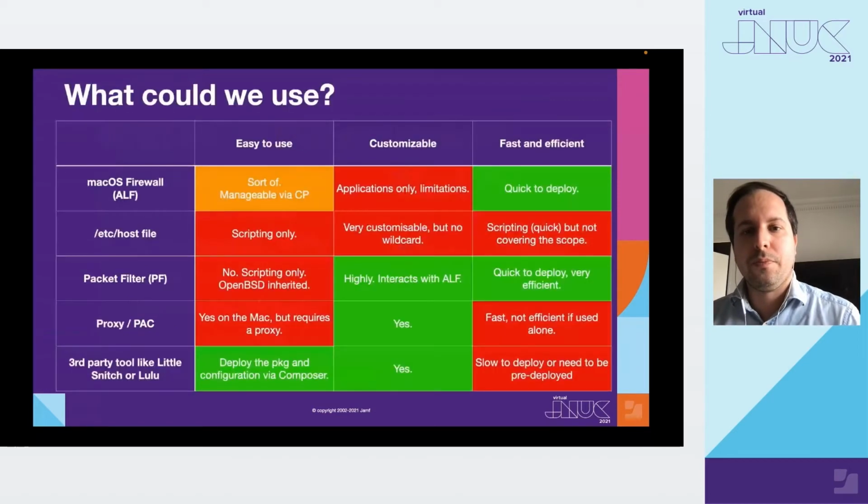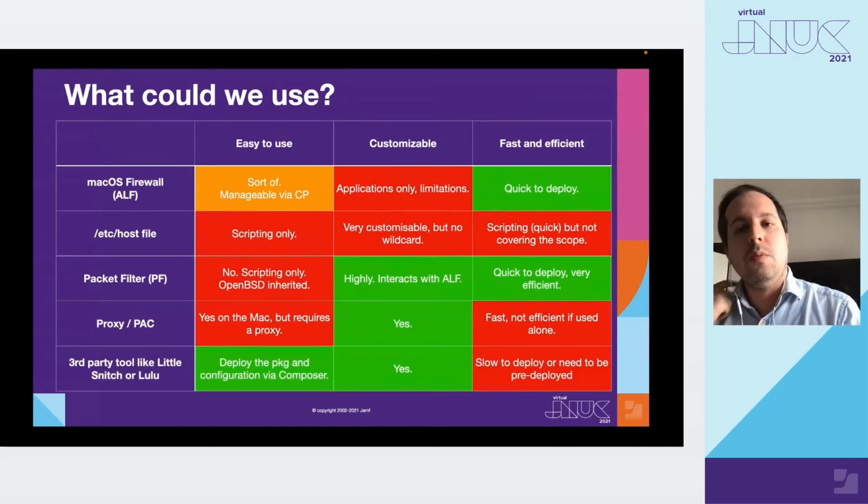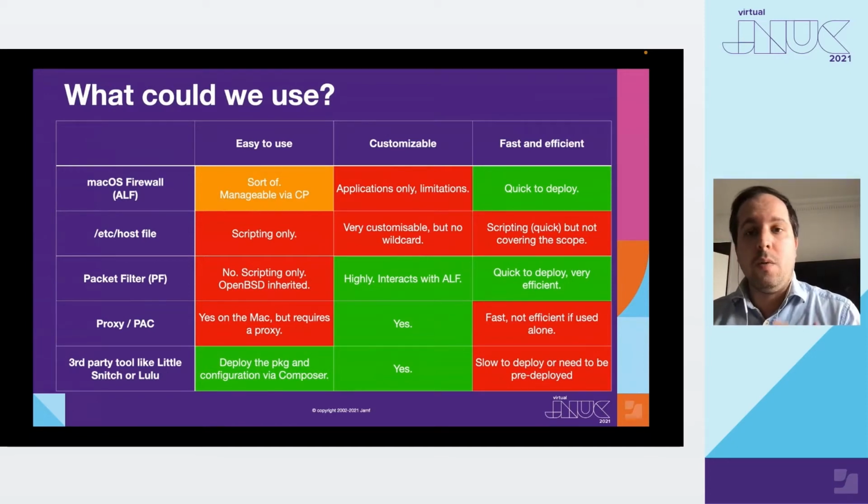There are various types of solutions we could leverage on macOS to modify the way network connectivity behaves. The most obvious is the macOS Application Layer Firewall, or ALF. While this is a powerful and quick feature to deploy, manageable with configuration profiles, it could be too limited for what we are trying to achieve, which is blocking all network interfaces. The second one that most of you may already know is the hosts file.